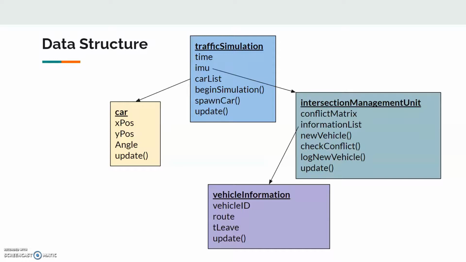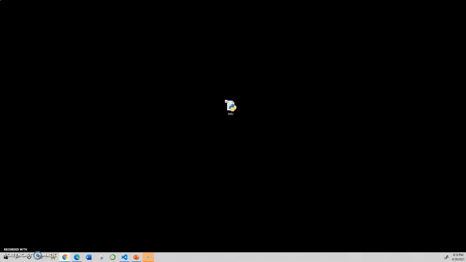And the information list is just a list of vehicle information, which includes the vehicle ID, route, and the time that the vehicle is leaving the intersection. So here's a demonstration of the intersection management unit at work.